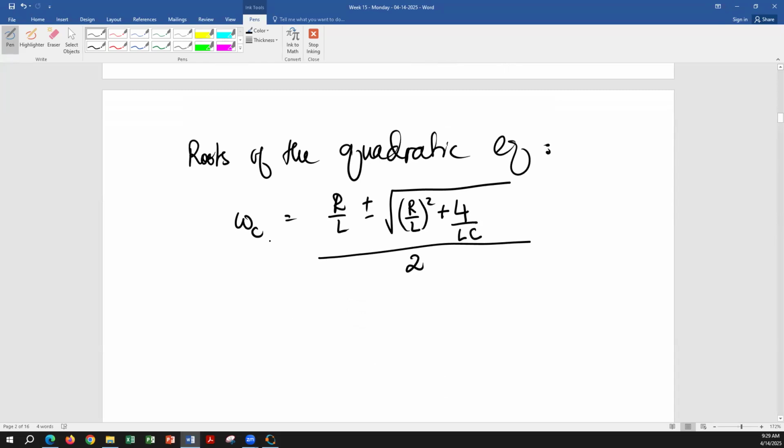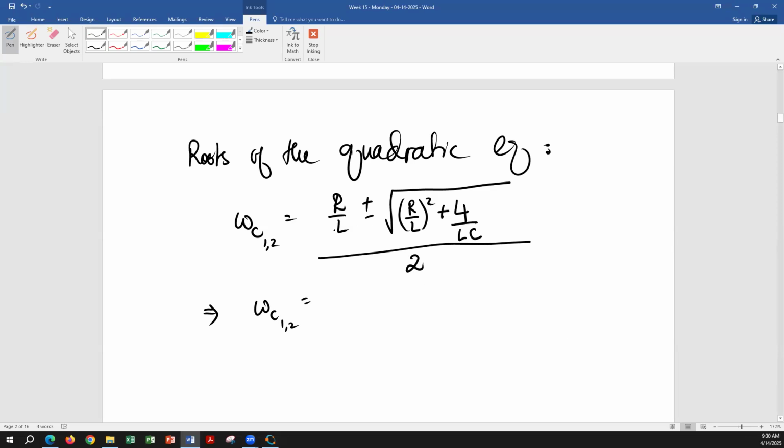And these are two roots, 1 and 2. Of course, we have two roots. I'll come back to that. We call them 1, 2.